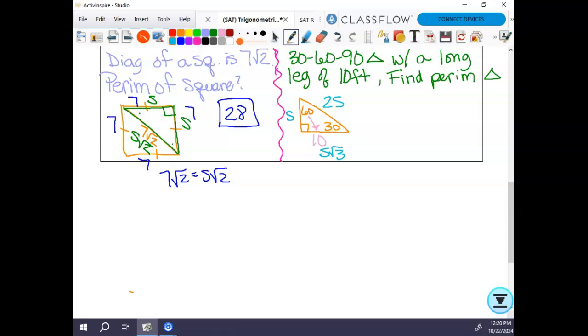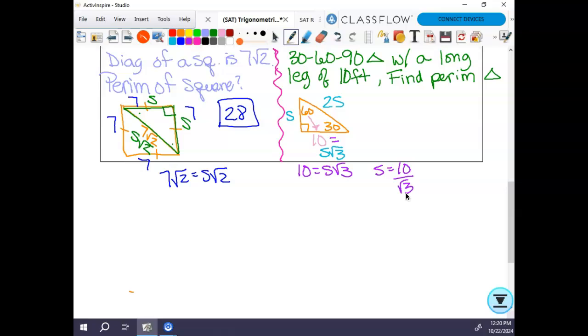So when I label this like this, I have just set up a little equation here. 10 equals S times the square root of 3. In order to figure out the other two side lengths, I need to know what S is. So I'm going to divide both sides by square root of 3 and get that S equals 10 divided by the square root of 3.